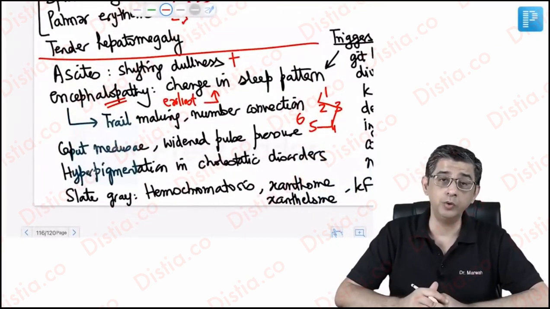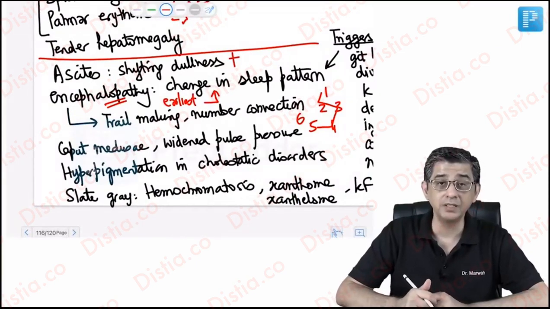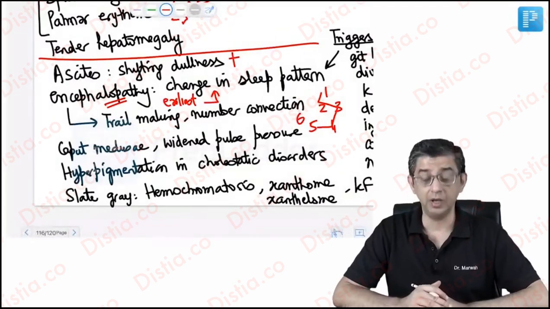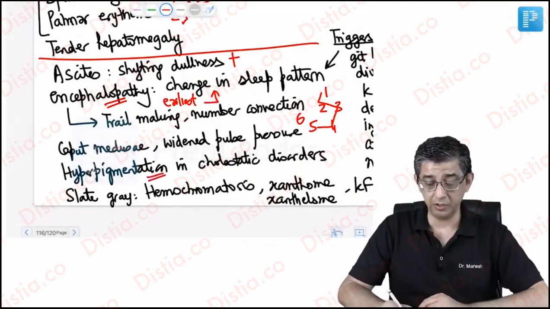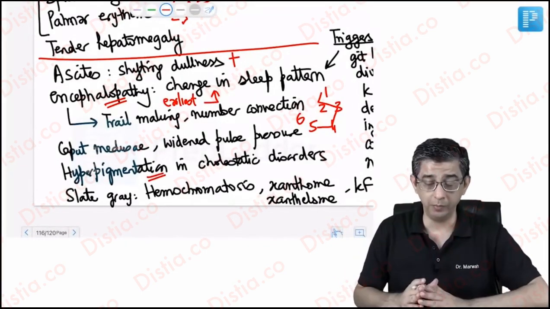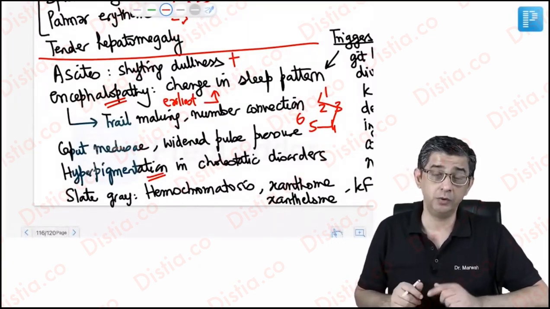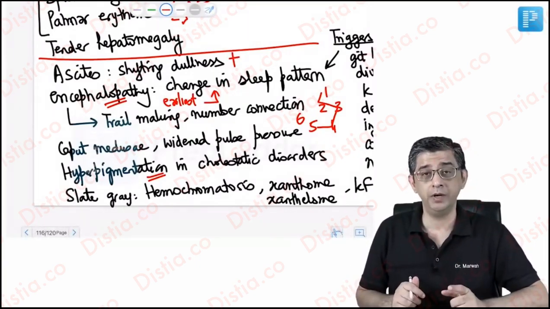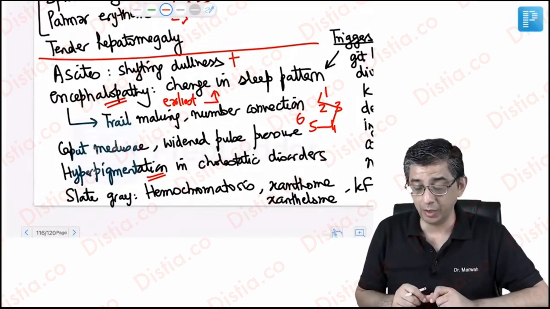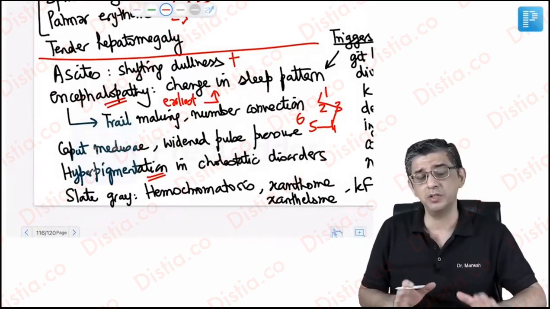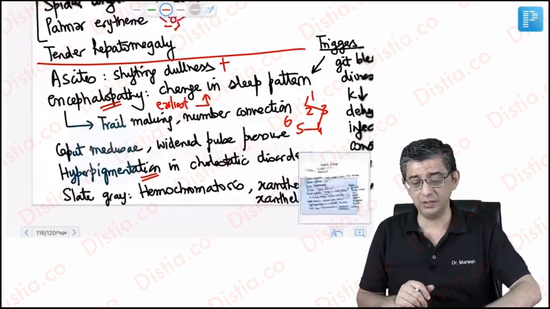Then you would have caput medusae, which will be found around the umbilicus, and the blood flow will be away from the umbilicus. There would be widened pulse pressure, hyperpigmentation and lichenification, because pruritus is a big problem in the cholestatic jaundice that occurs in patients. Though if the question specifically mentions slate gray hyperpigmentation, then you have to take hemochromatosis into consideration as well. And lipid profile is mostly deranged in most patients of liver damage, so xanthomas and xanthelasmas.